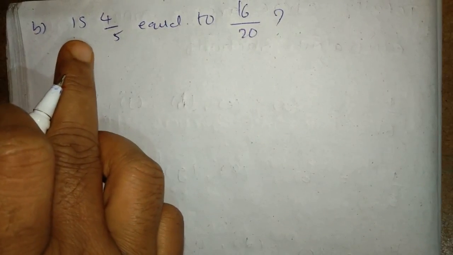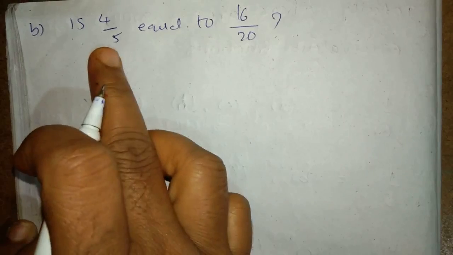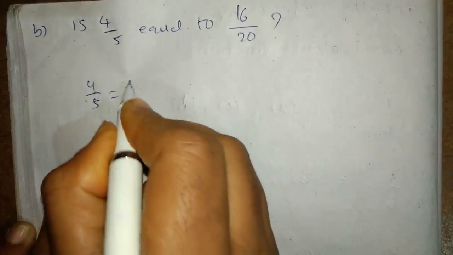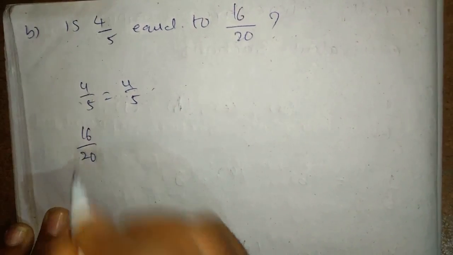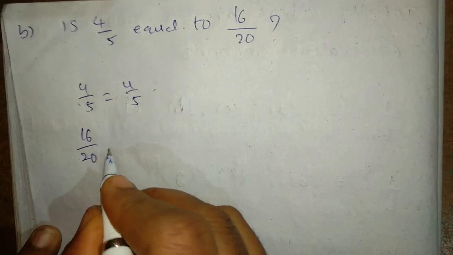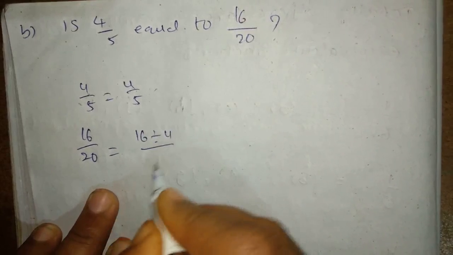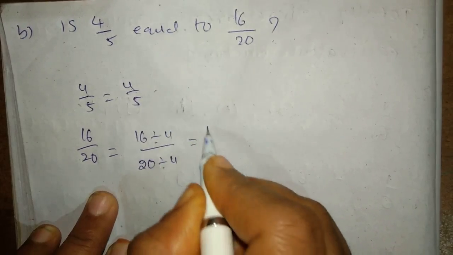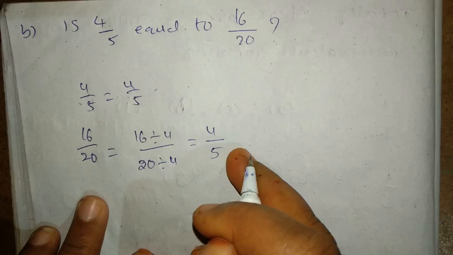Next, B1. Is 4 by 5 equal to 16 by 20? Now, 4 by 5 is already in the simplest form. 4 by 5 is equal to 4 by 5. Now, let us write 16 by 20 in the simplest form. If both numerator and denominator are divided by 4, 16 by 4 is equal to 4, and 20 by 4 is equal to 5. We get 4 by 5.